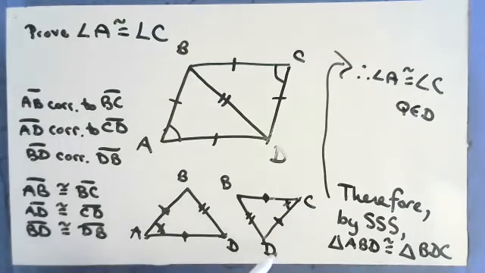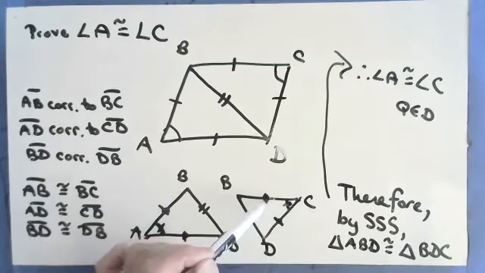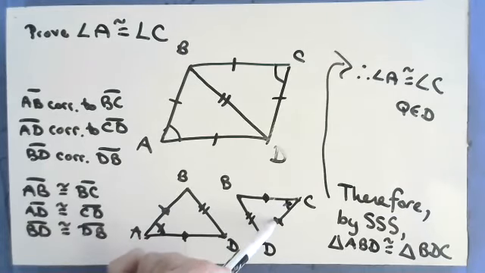If these two triangles are congruent, then their corresponding parts are congruent, and angle A is between these two sides, angle C is between the corresponding sides, and so therefore they are congruent.